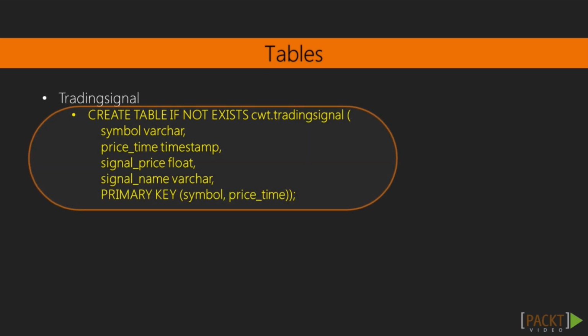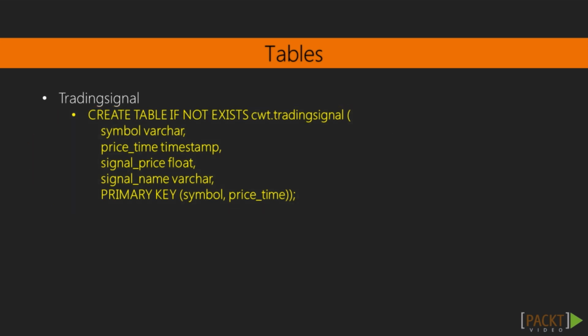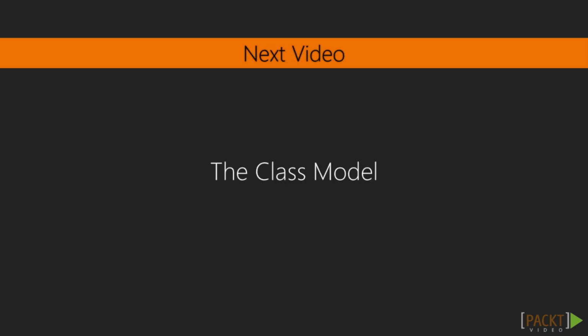The last table to be created is trading signal. Whenever Cassandra WebTrader finds a trading signal on a stock, the exact date and time, the price, and the relevant trading signal name will be stored. We now have the initial data model. In this video, we designed the data model. Next, we'll design the Java classes.